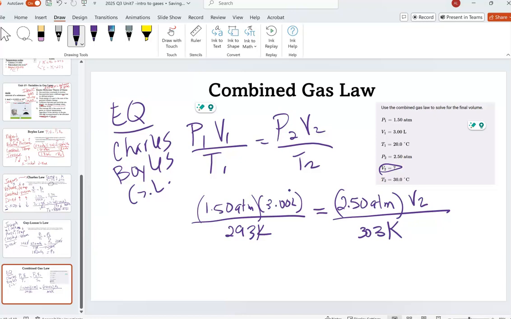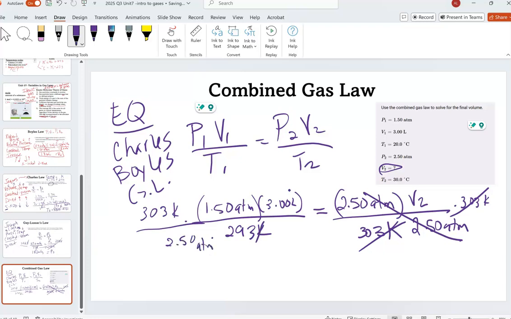Okay, so I have to isolate V2. So first thing I'm going to do is multiply by 303 Kelvin. What I do to one side of the equation, I've got to do to the other. Now I've got to get rid of 2.50 atmospheres. So I'm going to divide by 2.50 atm. What I do to one side of the equation, I've got to do to the other. So Kelvin cancel out, atmospheres cancel out, and I'm left with volume units, which is liters.